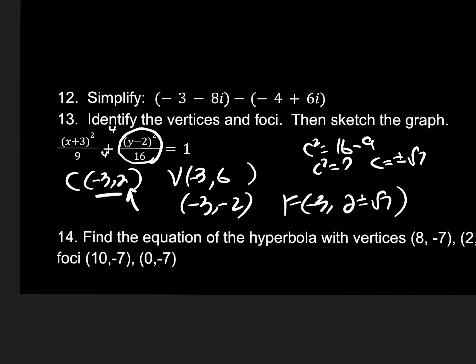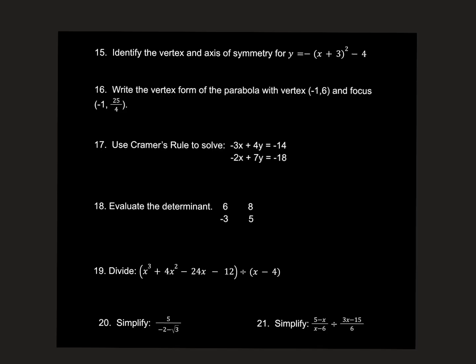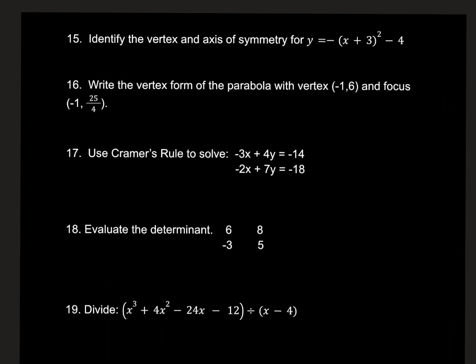So it'd also be a dead giveaway when you look at your multiple choice answers there. Let's see, that was 13. I'm trying to scope down here. 16 is next. 16, write the vertex form of that parabola.